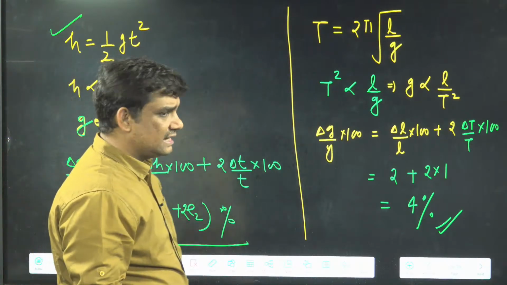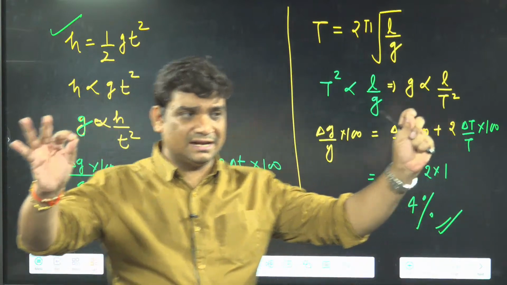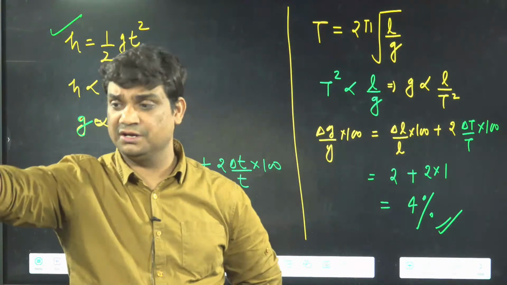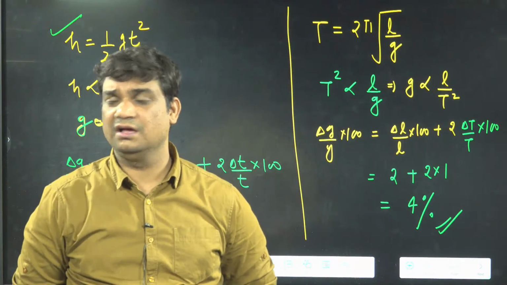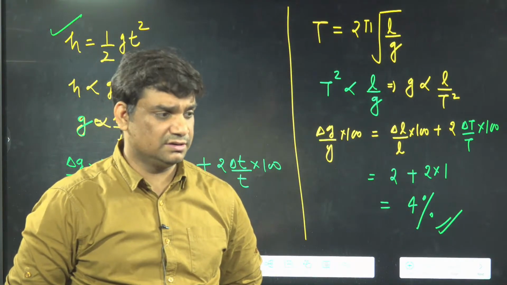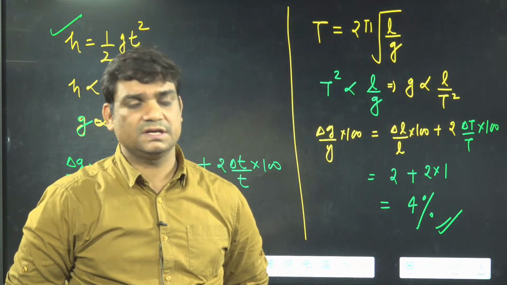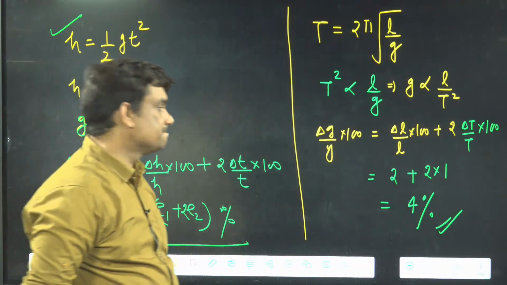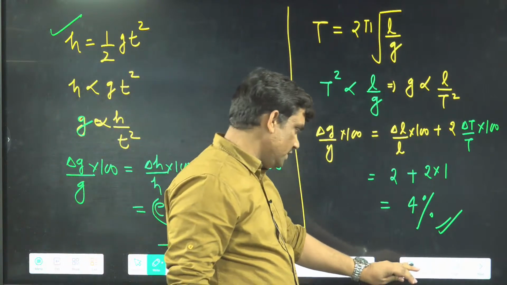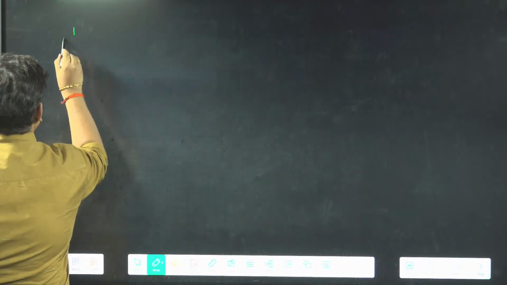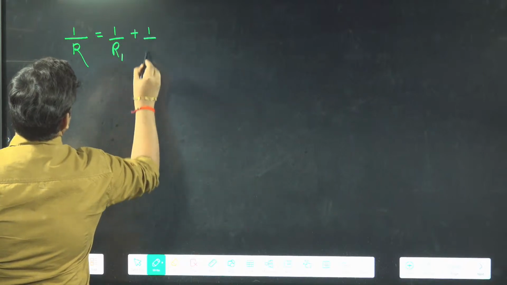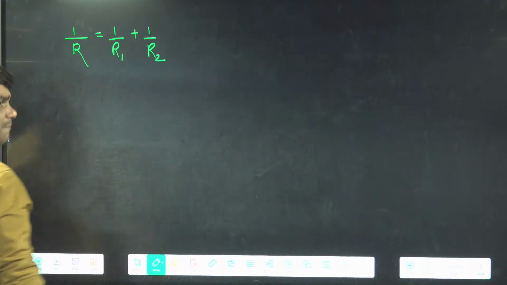Next one. Only one question in error is left. Actually, two questions are left, but one question I will take after instruments. So only one question as of now is left. That is resistances in parallel. You can write the heading: resistance in parallel. Everyone knows whenever parallel resistances are given, then we write 1 by R equals 1 by R1 plus 1 by R2.